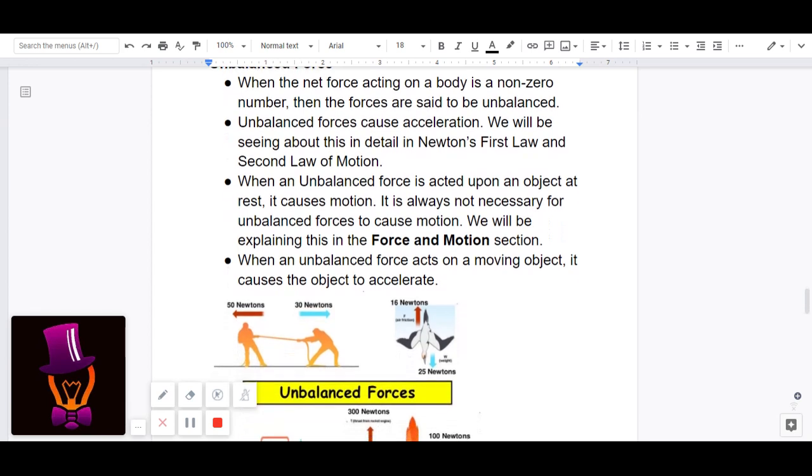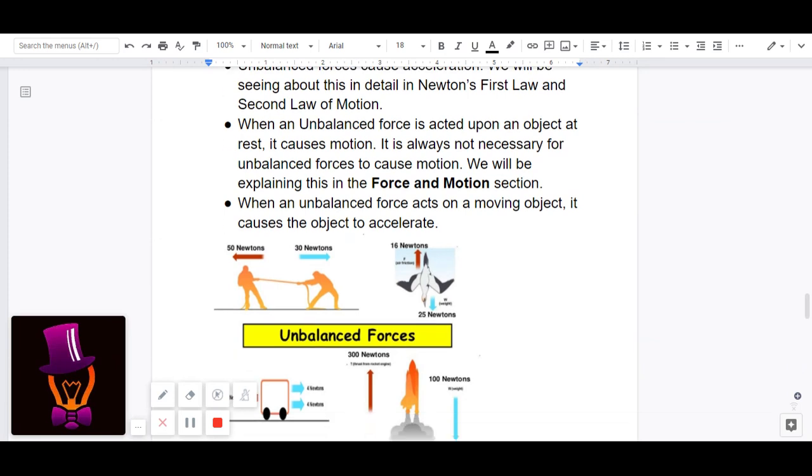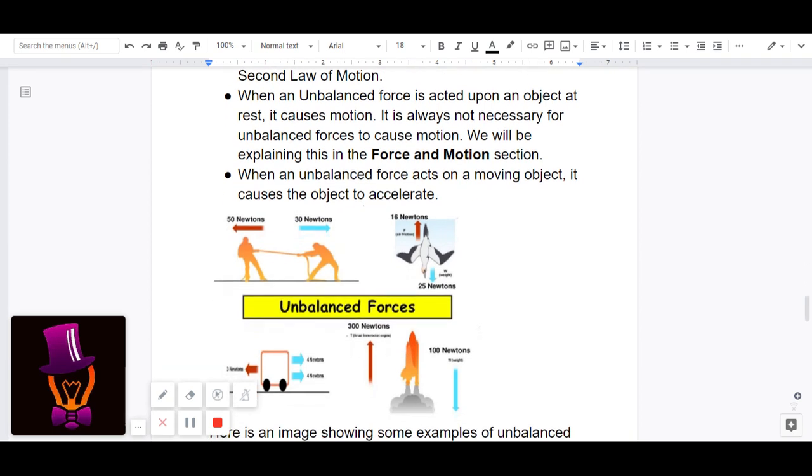When an unbalanced force is acted upon an object at rest, it causes motion. It is not always necessary for unbalanced forces to cause motion. We'll be explaining this in the force and motion section. When an unbalanced force acts on a moving object, it causes the object to accelerate.